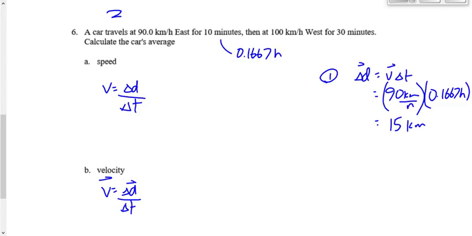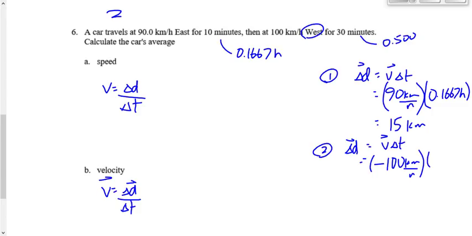And then, in the second stage, what did I do in the second stage? Well, I traveled at a velocity of negative 100 kilometers per hour, right, negative because it's to the west, times 30 minutes, that's 0.500 hours. Are we trying to find speed or velocity? Well, we want speed and velocity. So I'm finding displacement right now, but to find speed I need distance, but distance is easy once we have displacement there. This gives me negative 50 kilometers.